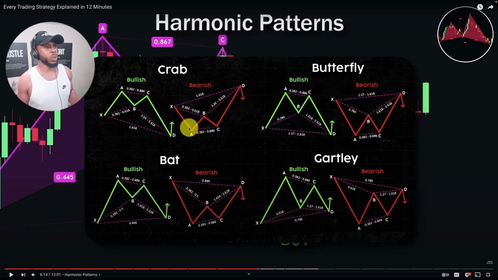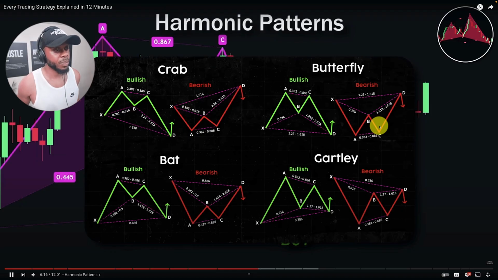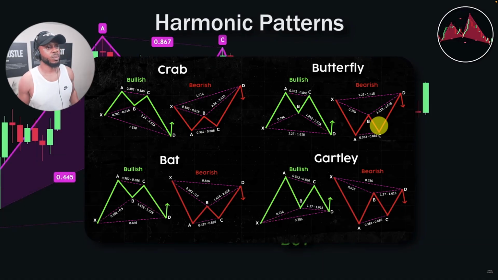You'll be guessing, like, which one is it? Is it the crab? Is it the bat? Is this one going to run the low? Is it going to keep the low and do the bat pattern instead? Keep that to the side, keep it moving. Bat, crab, and each have their own unique values.